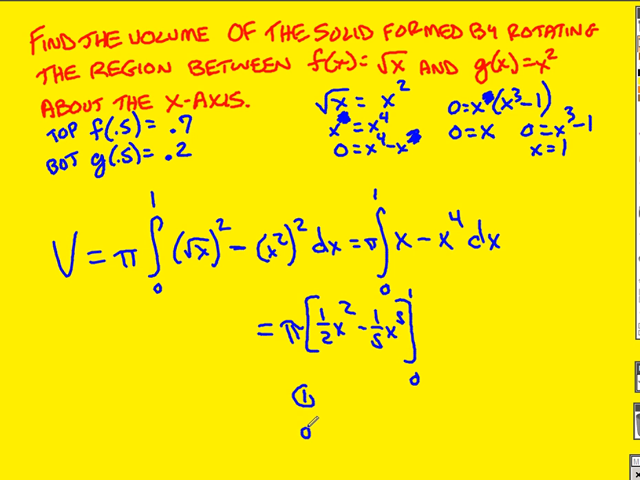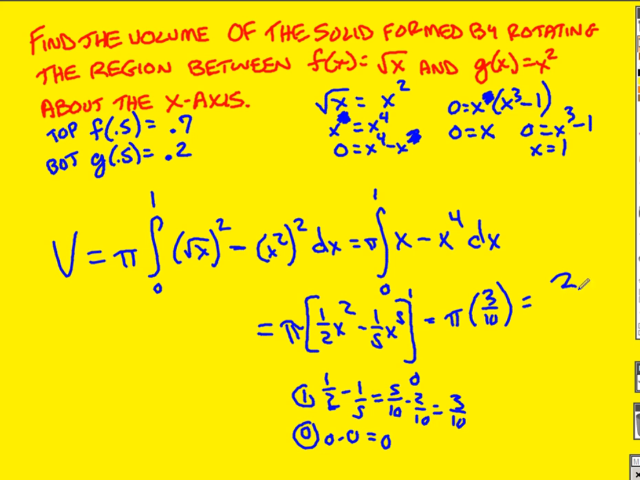Well, if I plug in 1, I'm going to have 1/2 minus 1/5. If I plug in 0, I'll have 0 minus 0. That's just 0. So 1/2 minus 1/5, that's the same as saying 5/10 minus 2/10. That gives me 3/10. 3/10 minus 0 is just 3/10. So I have pi times 3/10. So that means my final answer is 3 pi over 10. And that's how we do our rotating volumes for regions between two curves.